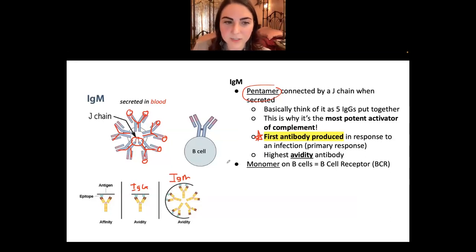Does that make sense? Affinity versus avidity. Affinity is really just the strength of this interaction. Even though there are 2 binding sites for antigen, it's just the strength of this interaction, and it's going to be the same on both sides. Whereas avidity is the sum. How many interactions are we having? That's avidity.